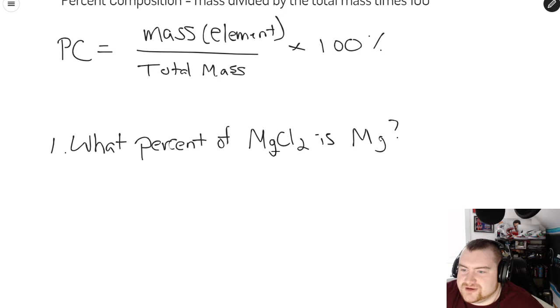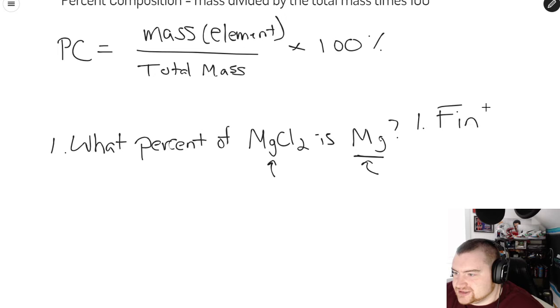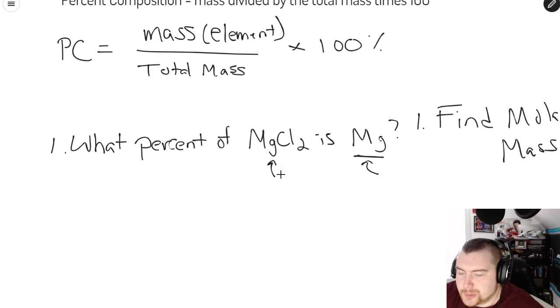So what percent of magnesium chloride is magnesium? So what percentage-wise by mass is magnesium chloride magnesium? How much of it is that? So what we're going to do is take this formula. Before we start, we have to find the molar mass of magnesium chloride and magnesium. So step number one is find molar mass. Find our molar mass to start.